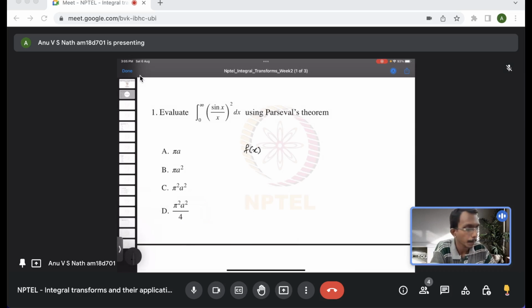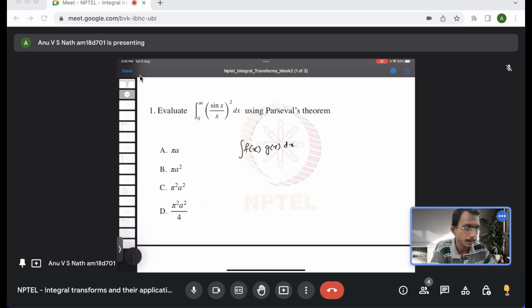If you have a function f of x and another function g of x, the integral of their product from minus infinity to plus infinity, in general with the complex conjugate of g of x, is also equal to the integral from minus infinity to plus infinity of the Fourier transform of f, capital F, in the Fourier domain k, times the conjugate of the Fourier transform of g, capital G.